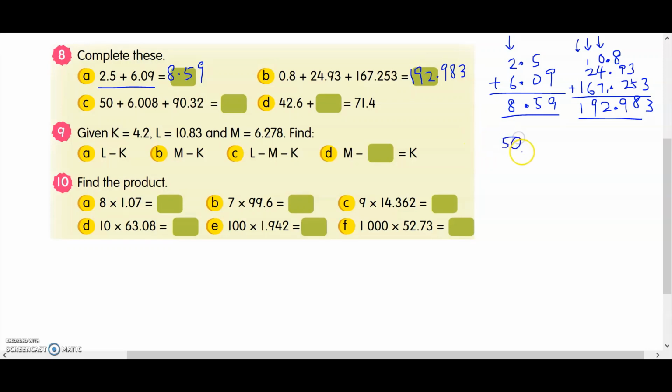Okay, for C, 50 plus 6.008. Why do I write like this? This 6 here is ones, right? So this 0 and 6, they are ones. This 5 here, it is tens. So 90, we write like this because 9 is tens and then 0 is ones. 90.32. Then you add them up.